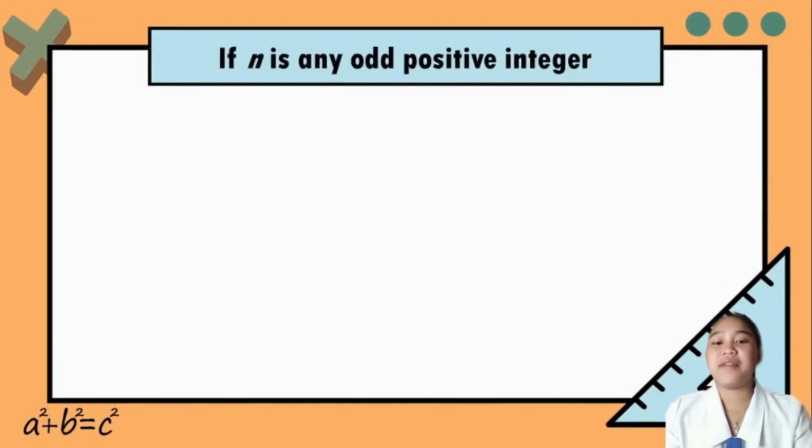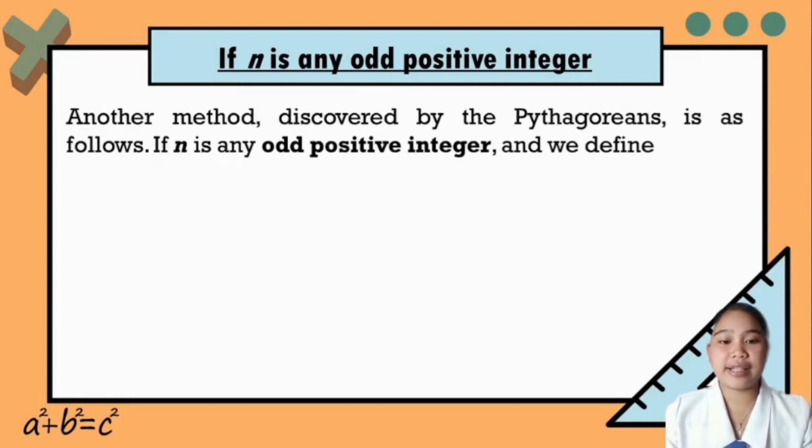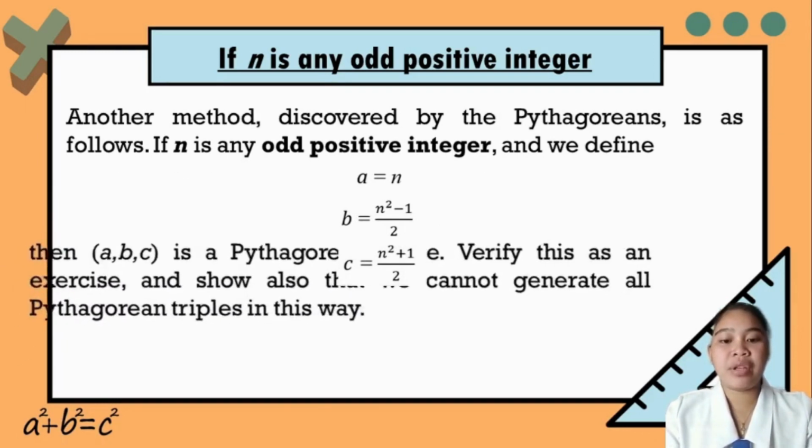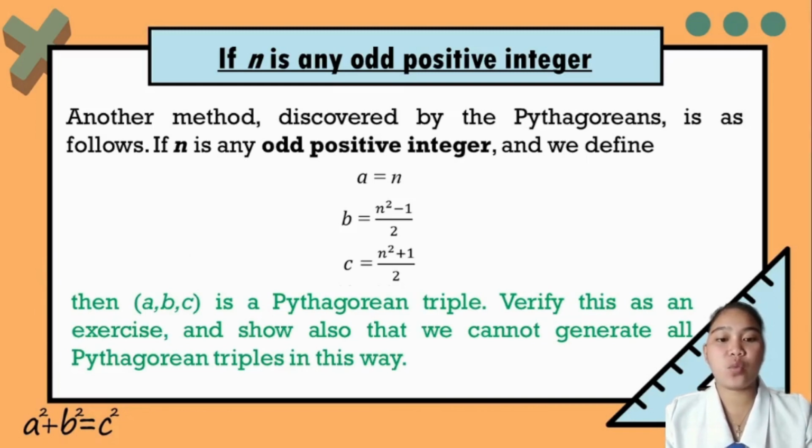Next way is if n is any odd positive integer. Another method discovered by the Pythagoreans is as follows. If n is any odd positive integer, we define a equals n, for b it is n squared minus 1 over 2, and for c, n squared plus 1 over 2. Then a, b, c is a Pythagorean triple. Verify this as an exercise and show also that we cannot generate all Pythagorean triples in this way.